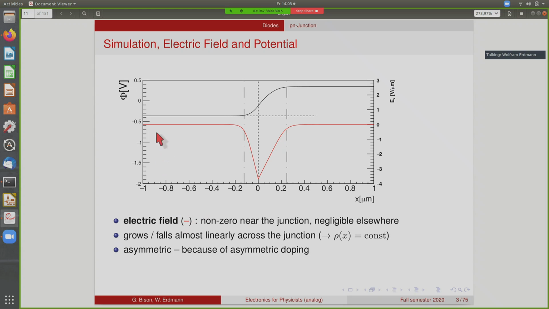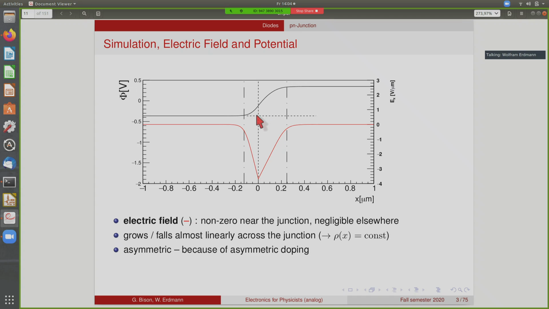So the electric field here, the red curve, is 0 when you go far away from the junction, and it is non-zero when you're in the junction region. And it has this almost linear shape here, and this is of course because the charge density in this volume is constant. So when you have a constant charge density, that means that your field will grow linearly when you go across the volume. And then here you have the opposite charge and it will fall again.